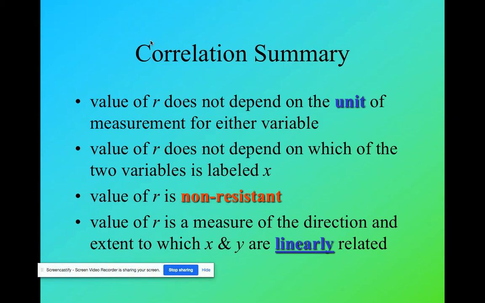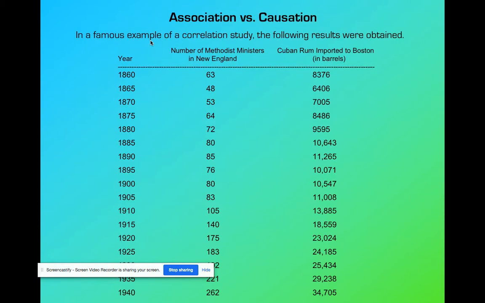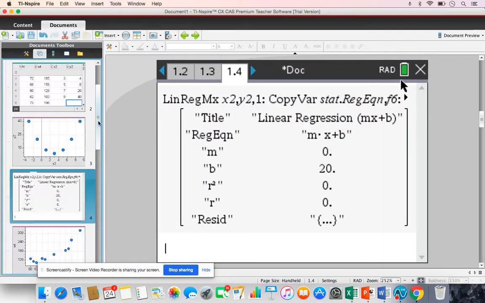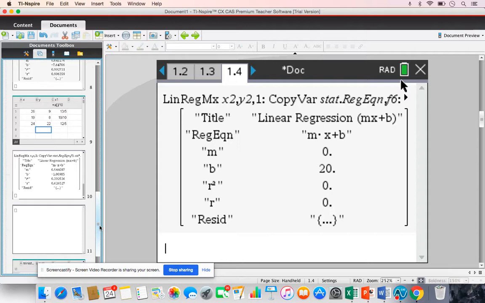All right, so this last example is kind of funny, but it's really important to take a look at. We've got data here from a famous correlation study showing the number of Methodist ministers in New England and the Cuban rum imported to Boston in barrels for each of several different years. Now we know our R value does not care what we call the input and the output, so we're going to enter this in our list and spreadsheets on our calculator. We're only looking at the relationship between Methodist ministers and barrels, so we're going to enter these two columns in list and spreadsheets. Now again, I've done this for you if you don't want to take the time to enter that. So let's take a look at our data.